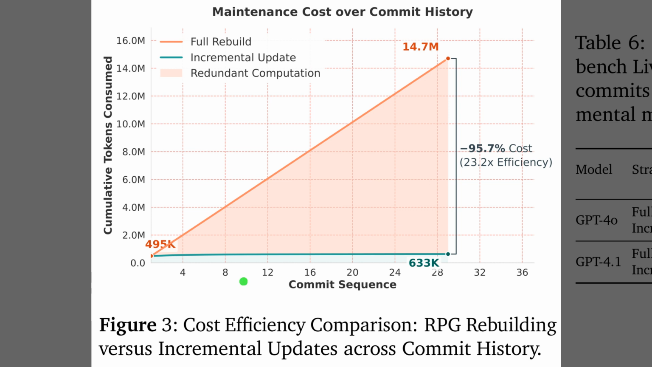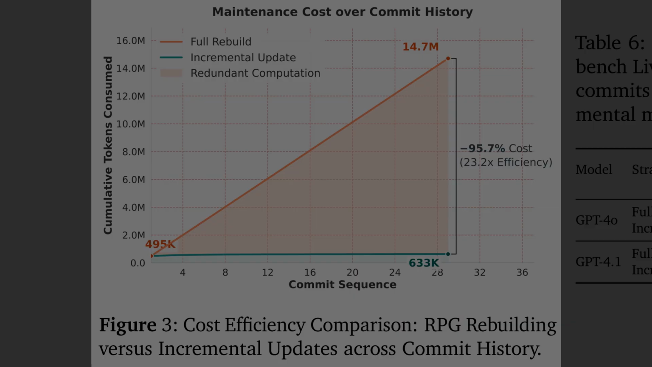Conversely, the green line at the bottom shows the incremental update method, which stays incredibly efficient at just over 600,000 tokens. This vast difference, highlighted by the pink shaded region, corresponds to a cost reduction of roughly 96%.